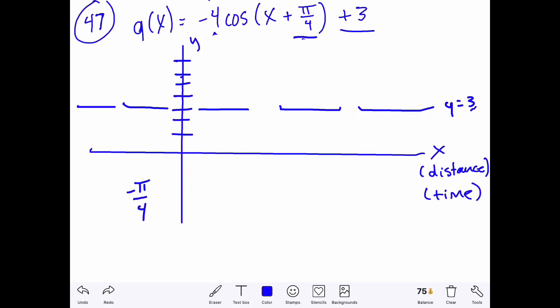Amplitude. Well, that's 4. Absolute value of -4 is 4. How about period? Time it takes to do one cycle. 2 pi over the absolute value of b. Well, the absolute value of b here is just 1. It would be in front of the x after the cosine. But there's nothing there, so we assume it's 1. So my period equals 2 pi. 2 pi over 1 is 2 pi.